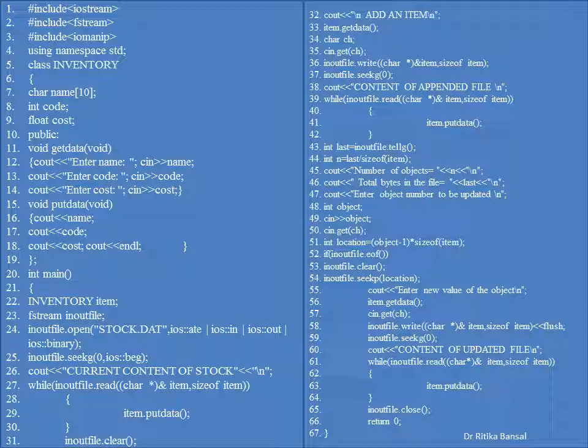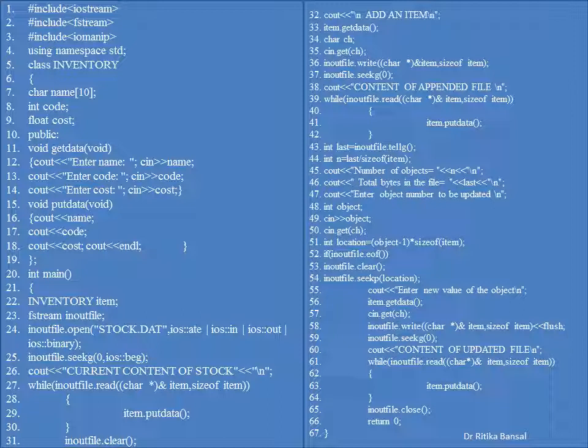Now in lines 44, 45, 46 we are applying the formulas. We want to find the number of objects in the file, so line number 43 will move us to the last byte of the file and tell us the size of the file. Then last divided by size of item will tell us the number of objects in the file, and we are displaying those.